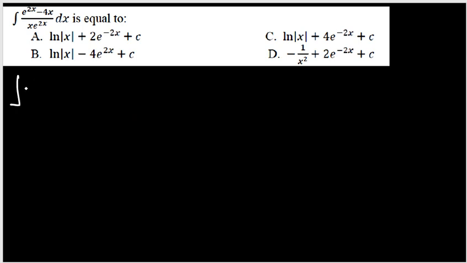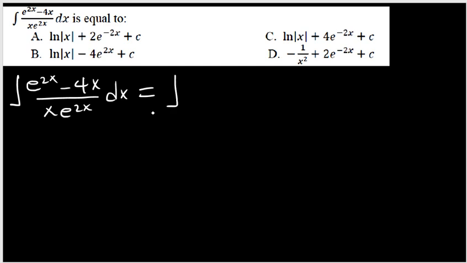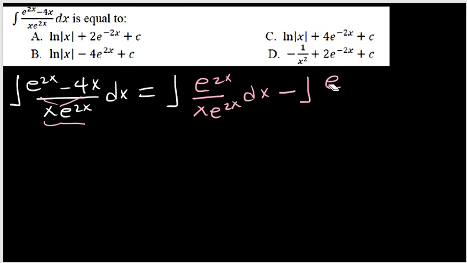The second question: the integral of (e to the power of 2x minus 4x) the whole over x e to the power of 2x dx. We can write this as the integral, giving this denominator to each addend here. That means e to the power of 2x over x e to the power of 2x dx minus, because of the middle minus, another integral 4x over x e to the power of 2x dx.